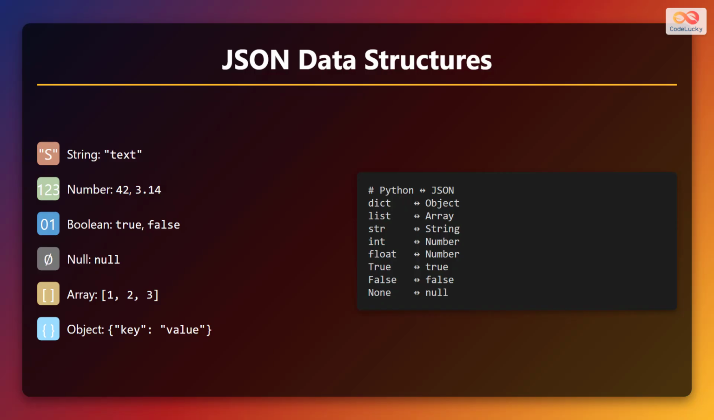It is important to know the correspondence between Python objects and JSON data types. Python dictionaries correspond to JSON objects. Python lists correspond to JSON arrays. Python strings correspond to JSON strings. Python integers and floats correspond to JSON numbers. Python True and False correspond to JSON true and false, respectively. And Python None corresponds to JSON null.